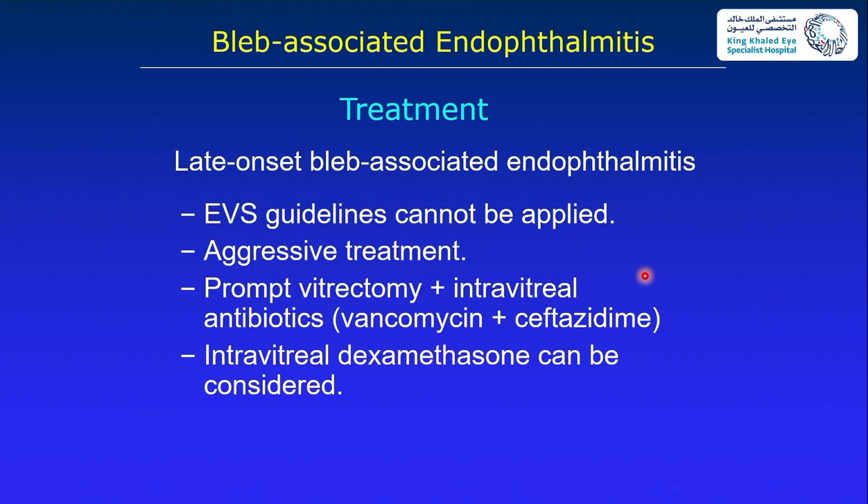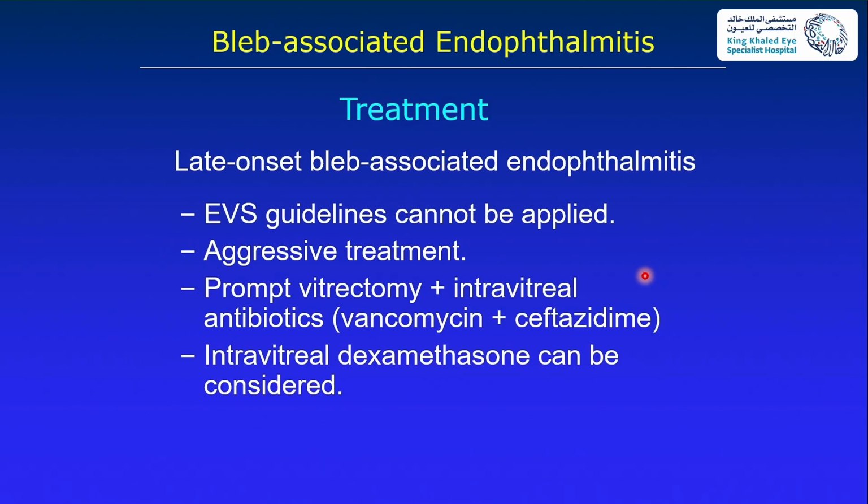How should we treat these cases? First of all, you cannot apply the endophthalmitis vitrectomy study guidelines to these cases. Why? Because the endophthalmitis guideline says that if the vision is hand motion or better, don't do vitrectomy. If the vision is only light perception, this is after cataract surgery, you do vitrectomy. Can you apply these guidelines to these cases? Why?